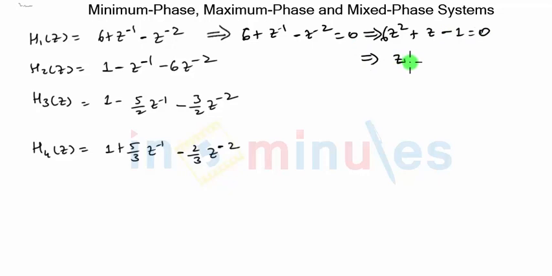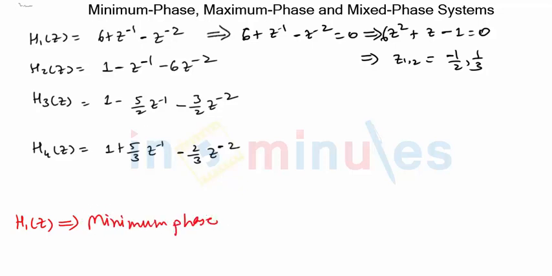There will be 2 zeros because of the second degree of this particular polynomial, and the zeros will be minus half comma 1 by 3. You can see both the zeros are inside the unit circle, and hence the first system becomes a minimum phase system. So the conclusion is that H1(z) is minimum phase.